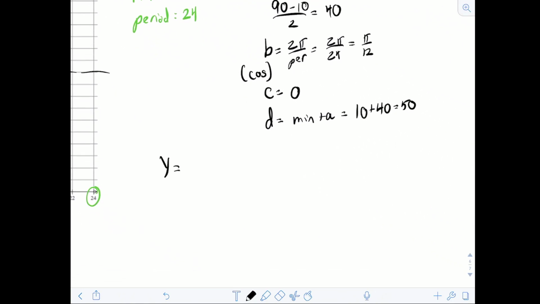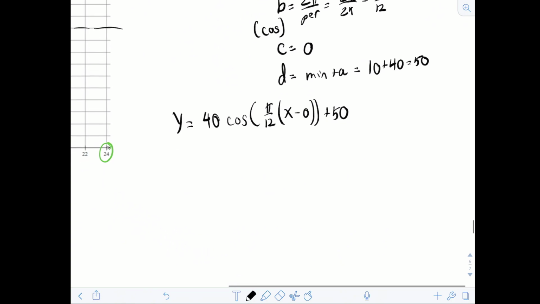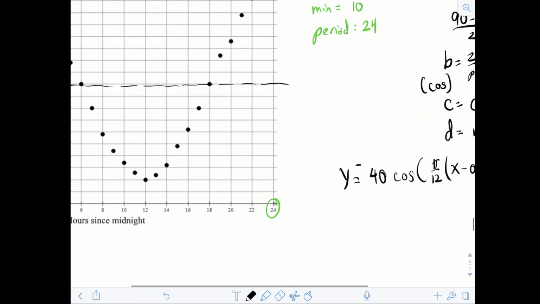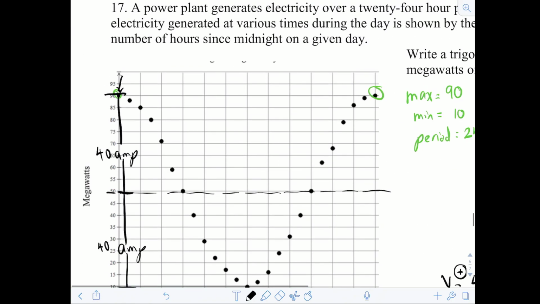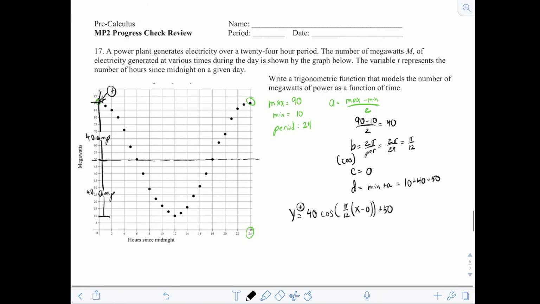So y equals the A value, which is going to be 40 cosine of pi over 12, x minus 0, yet again because there's no phase shift, and then plus 50. The reason why this is not negative and is positive is because we start at this location right here, which if it starts at a high point, is going to be the positive value. Okay, and that should finish up this review.